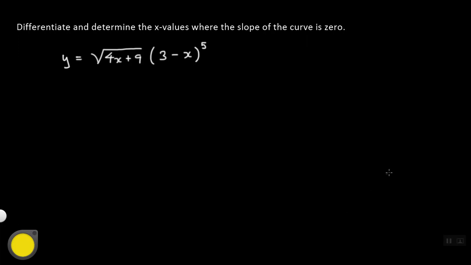Okay, here we have to differentiate a product of two functions, both of which are composite functions. So we have a square root, and stuck inside that square root is a linear 4x plus 9. Of course, that's doing some stretching. It's those transformations that typically require our chain rule.